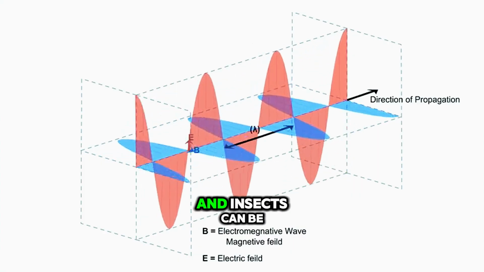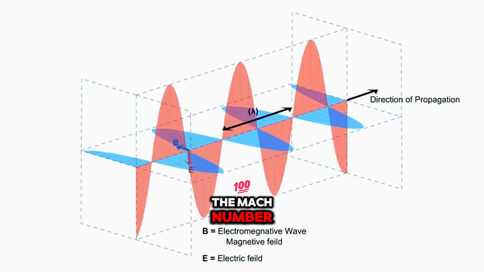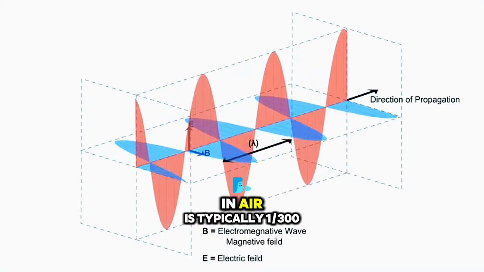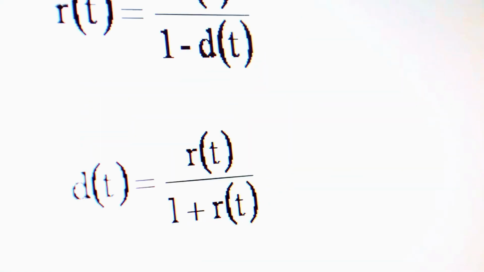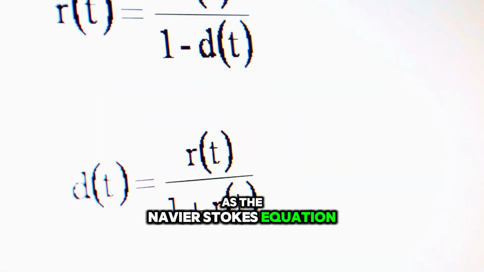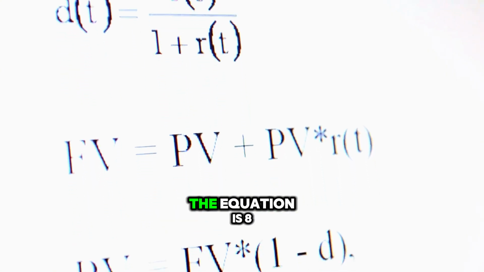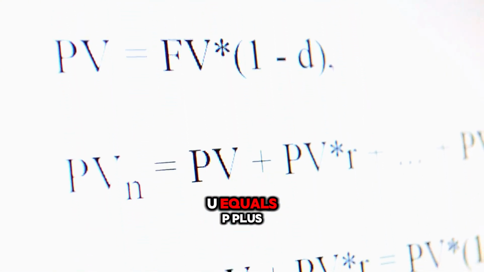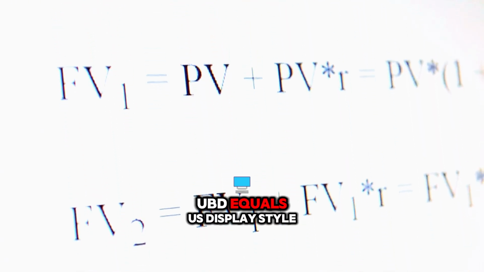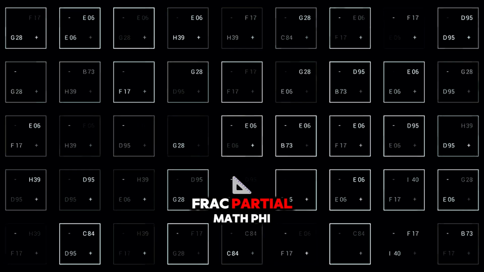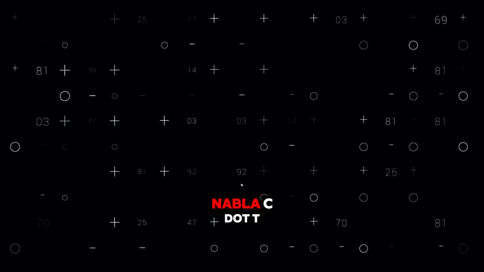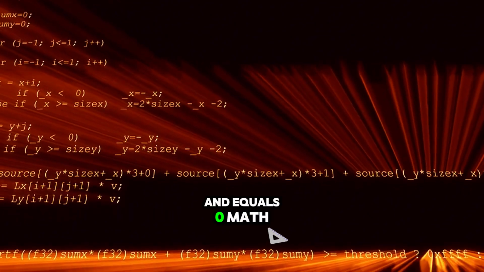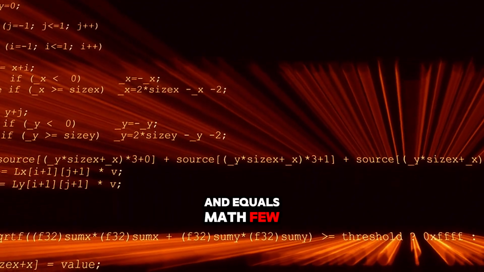The flows around birds and insects can be considered incompressible. The Mach number, or velocity relative to the speed of sound in air, is typically a 300th, and the wing frequency is about 10 to 10³ Hz. Using the governing equation as the Navier-Stokes equation subject to the no-slip boundary condition, the equation is ∂u/∂t + (u·∇)u = −∇p/ρ + ν∇²u, ∇·u = 0, u|_boundary = u_s.